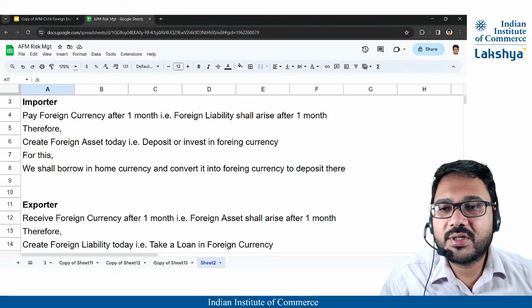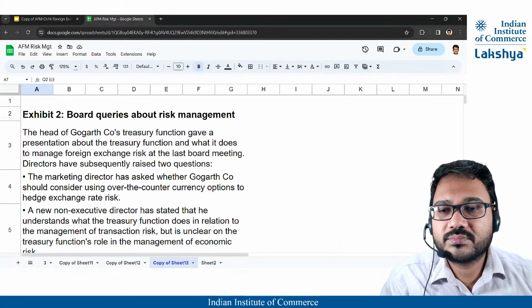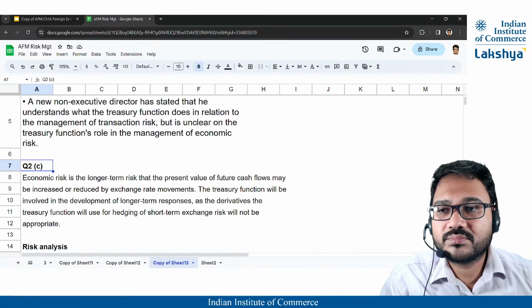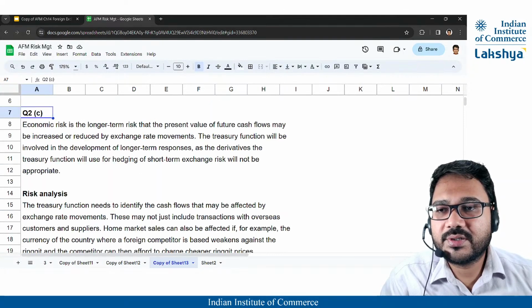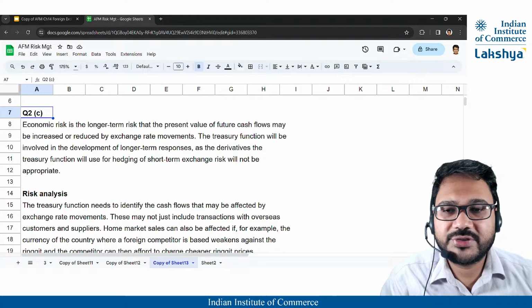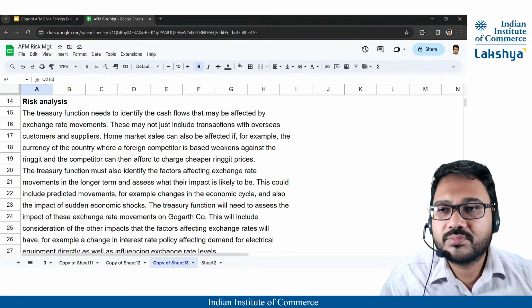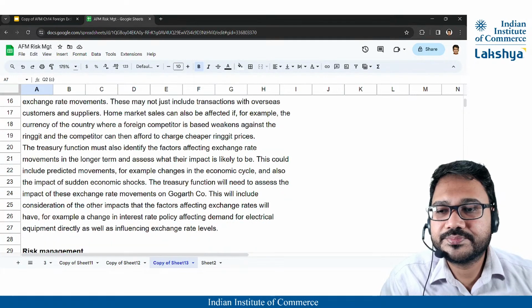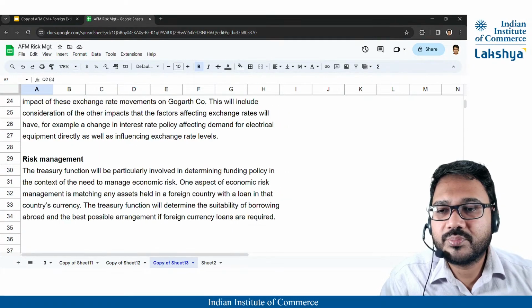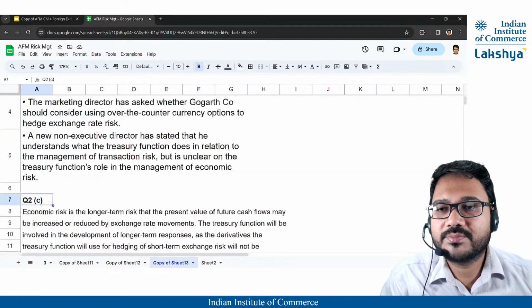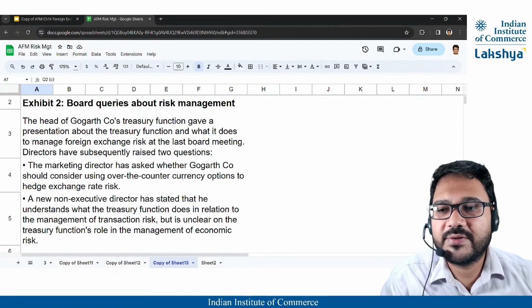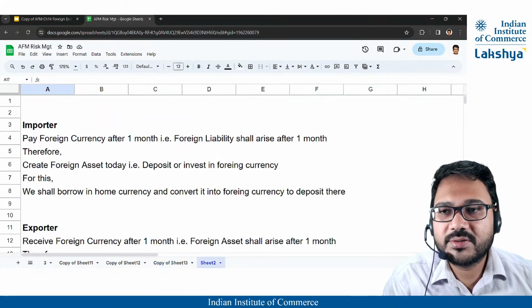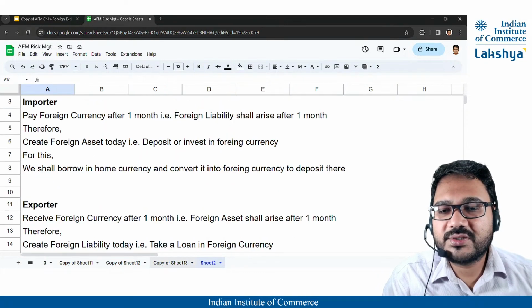And then for the other part, that is risk management, the treasury management, pause and read through. All right. And this is some additional information for that which you could have used about Go-Guard. So this is what we discussed.